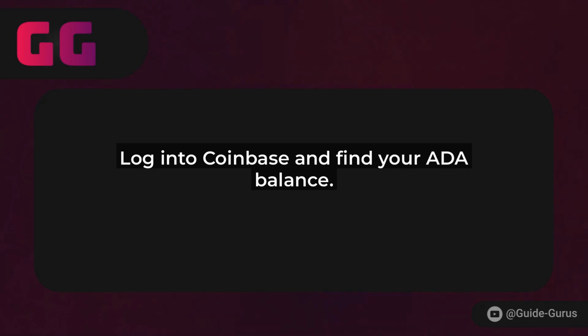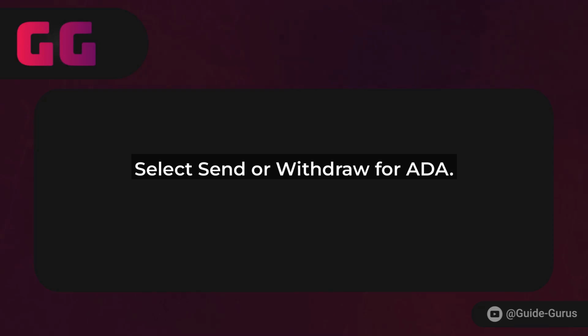Step 2. Click on the Send or Withdraw button next to your ADA. You'll be prompted to enter the recipient's wallet address. Make sure you're selecting the correct network. Cardano uses its own blockchain, so choose ADA or the appropriate option to avoid any errors.